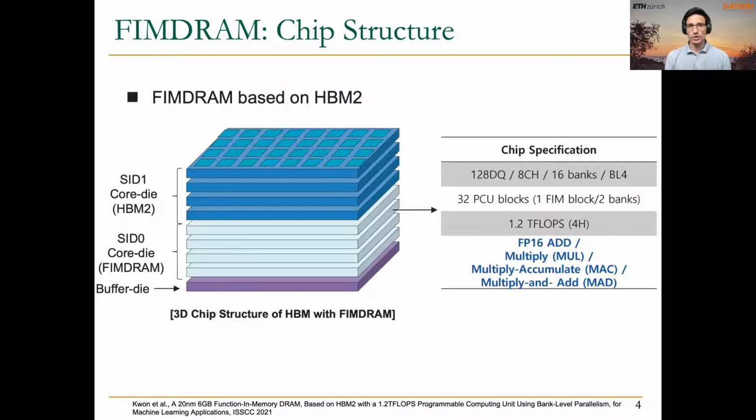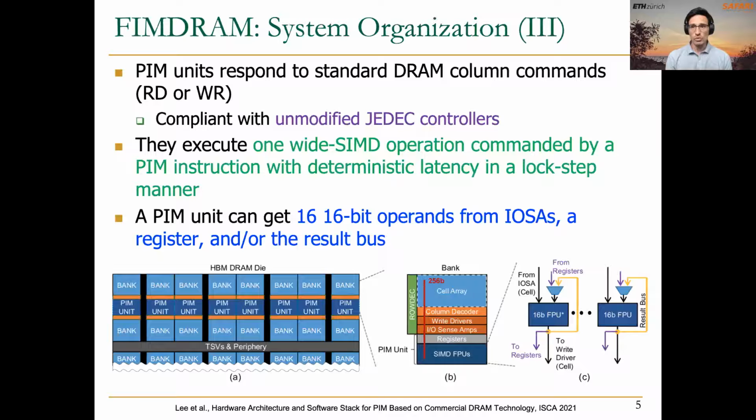Another architecture that we cover in this course is FIMDRAM, also called HB-PNM, that was presented by Samsung last year. This is based on HBM2 memory, where some of the DRAM layers have been modified to integrate PIM units, or PIM compute units or PCUs, where each PIM unit is connected to two memory banks. Each PIM unit is a SIMD processor with 16 lanes, and they operate on 16-bit floating point operands.